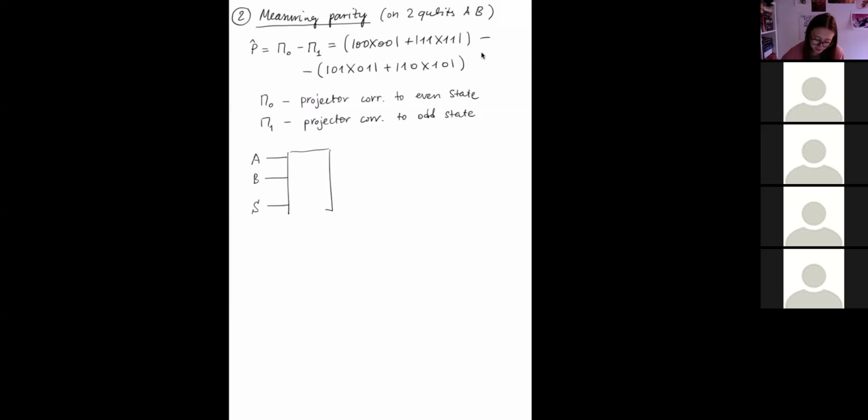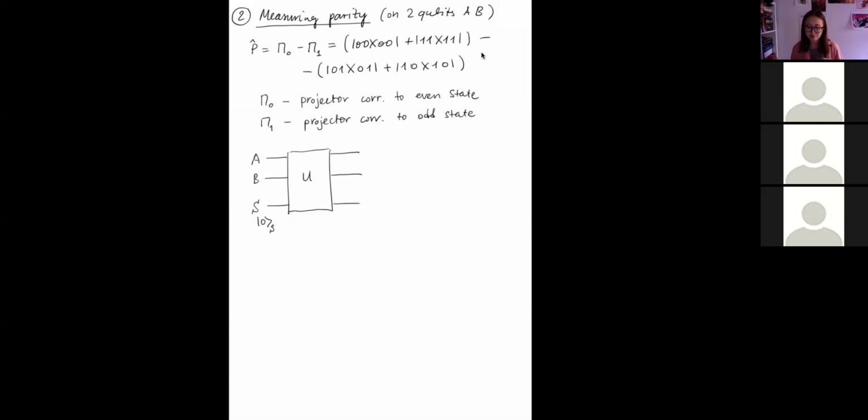And come up with such a unitary which would, if the third system S is initialized in state 0, correspond to measuring the parity of these two qubits A and B, and then writing the result into this qubit, which can serve as a memory. If the parity is even, then you don't do anything to the state of the system S. If the parity is odd, then you have to flip the state of S from 0 to 1, so essentially apply the X operation. And one has to write down how this unitary looks like.